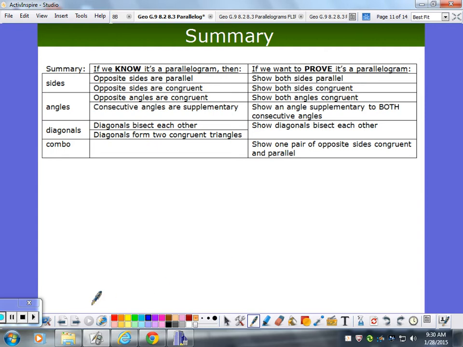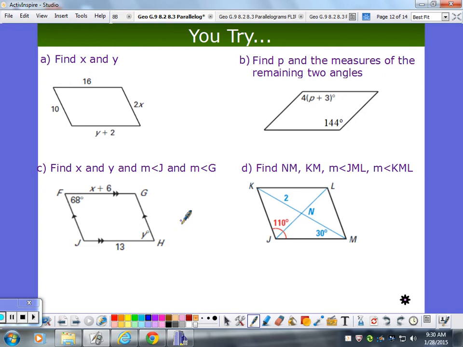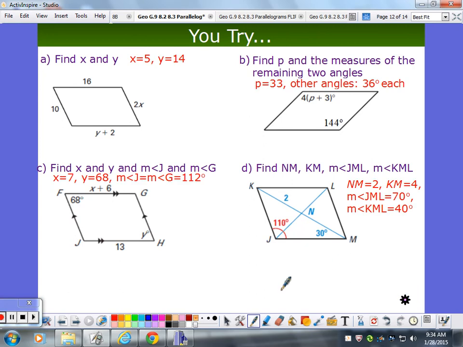You ready to give them a try? Yeah? So this is just basically working with those different theorems and properties to figure out these values. So go ahead, give these a try. So you may have finished these first four. I'll put answers up for that. Check how you get on.